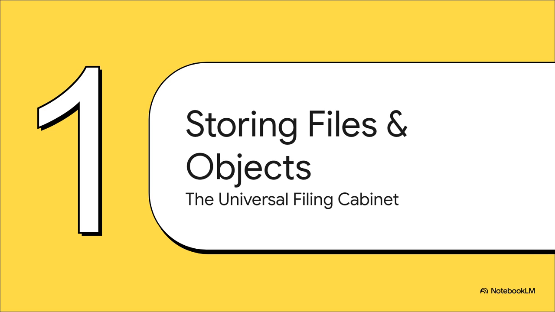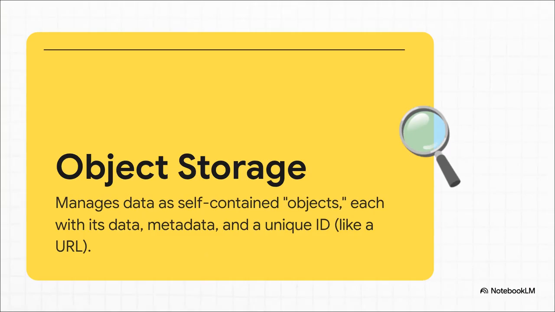Okay, so let's start at square one with the most fundamental kind of storage out there. I want you to think of it like a giant universal filing cabinet, or maybe a massive digital warehouse. This is just where you dump all your files, all your stuff. And the core idea here is something called object storage. Now, you know how on your computer you have folders inside of folders inside of folders? Well, object storage kind of throws that idea out the window. Instead, every single file is its own little self-contained package, an object with the data, some info about it, and its own unique web address.